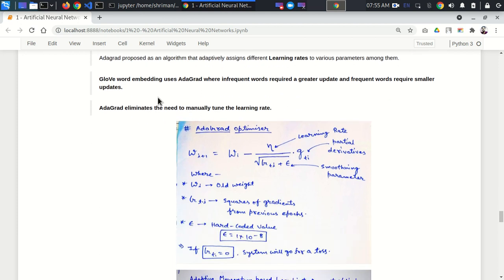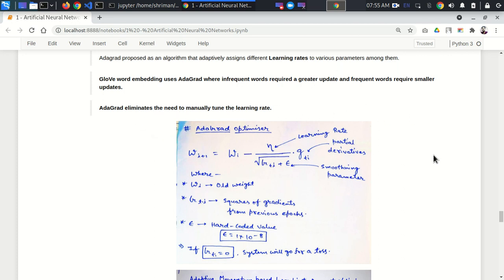In NLP there is GloVe word embedding. GloVe word embedding uses Adagrad, wherein infrequent words require a greater update and frequent words require a smaller update. In terms of NLP we will go through this GloVe word embedding, and in that case we use this Adagrad optimizer a lot. Now, Adagrad eliminates the need to manually tune the learning rate.